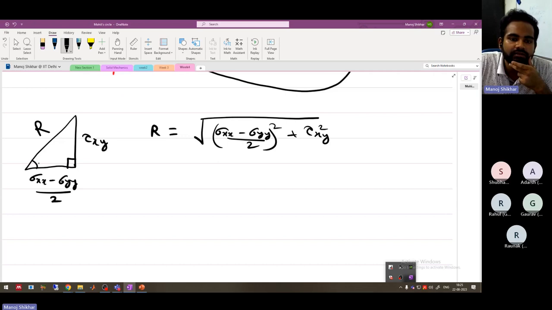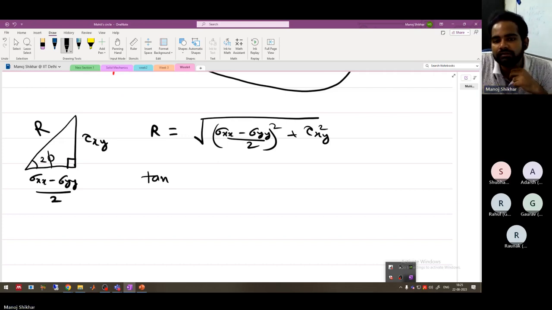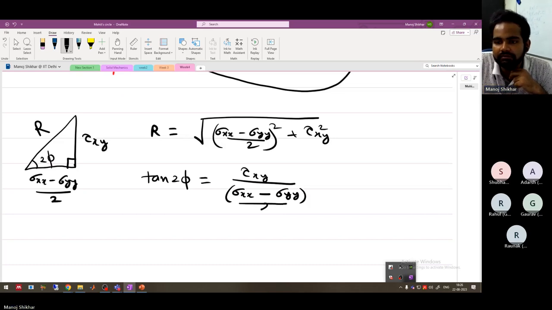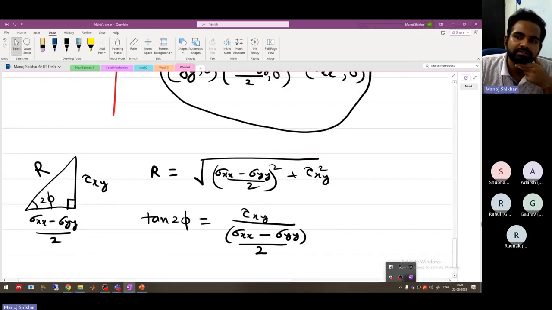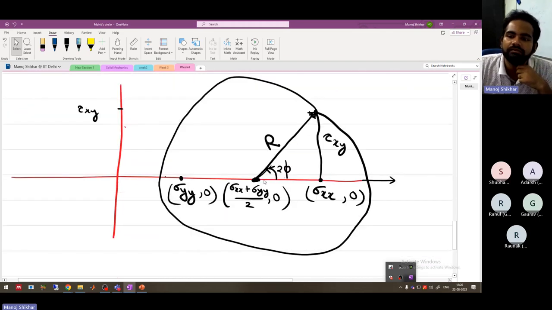Similarly, you can find this angle 2 phi. So what will be tan 2 phi? Tan 2 phi is tau xy by (sigma xx minus sigma yy) by 2. It's quite easy. Just remember this diagram and you will be able to find the radius, even if you don't remember the formula.